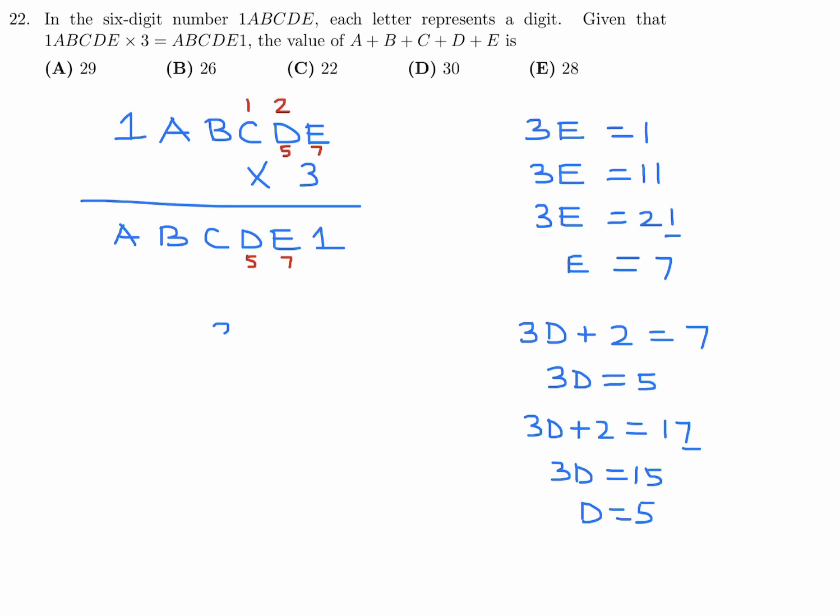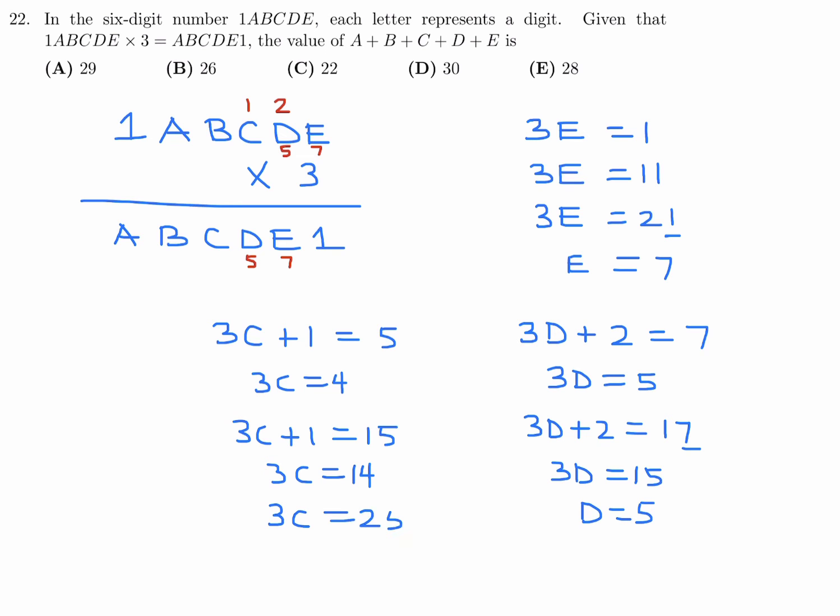Keep going here. 3C plus 1 is equal to 5. Well, that means 3C is equal to 4. Well, that doesn't work. So 3C plus 1 perhaps is 15. Let's see. 3C equals 14. That doesn't work. 3C plus 1, I should say, is 25, and therefore 3C is 24. That works. C becomes 8. Okay, so let's put that in there. C is 8.